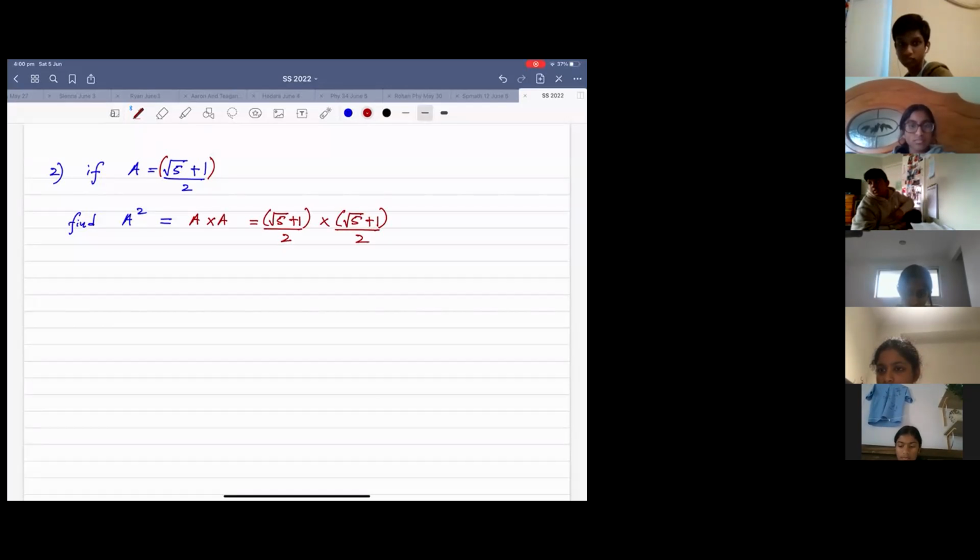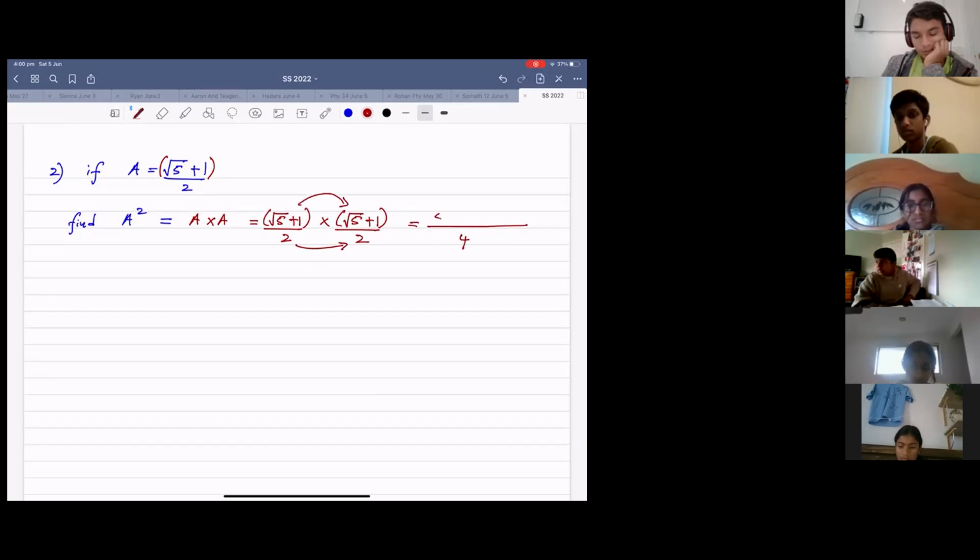Is it hard? Now, if you are multiplying two things, I told you, you can blindly multiply. You don't have to worry about common denominators and stuff. Common denominators are needed when you are adding and subtracting only. When you are multiplying, just direct multiplication. 2 times 2 is 4. Then you multiply these together. It would be square root 5 plus 1 times square root 5 plus 1.